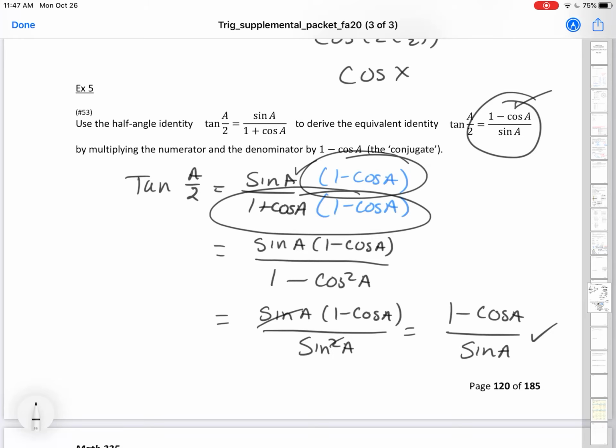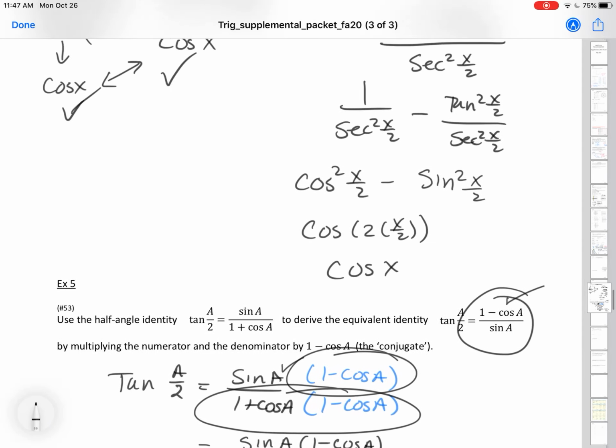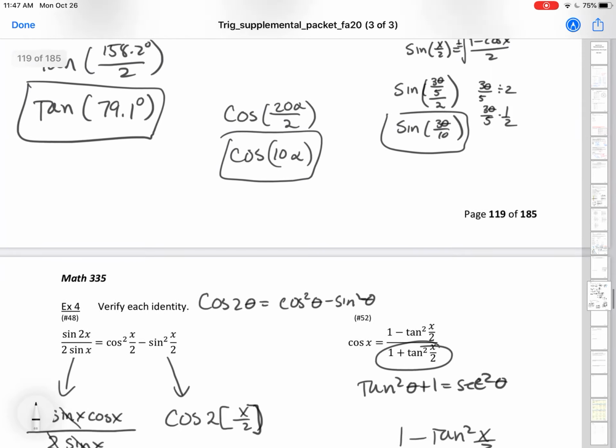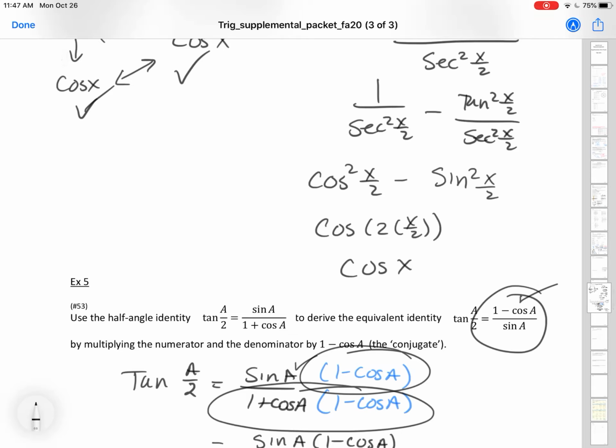And again, there could be other ways to do this. But that's what we're looking at here, just creative ways to go through these identities. So you're not limited to the identities within each section, and that's the way your test is going to be as well.